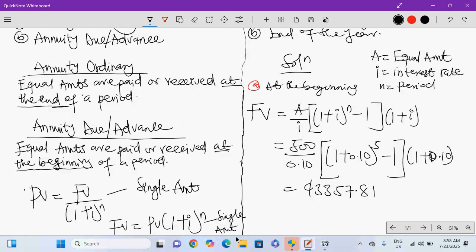Then B is thinking about the future value at the end, ordinary. That is A over I into bracket 1 plus I, n minus 1. There is no 1 plus I because it's an n, right? The ordinary annuity. All right, so 500 over 0.10, then 1 plus 0.10. Number of years is 5, minus 1.